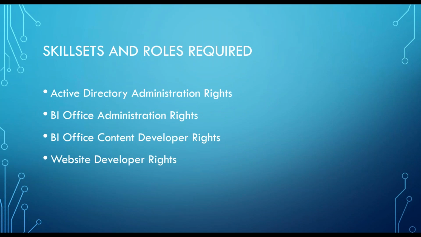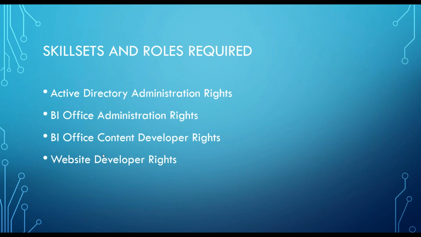So here's the slide that's going to probably freak everybody out. In order to fully implement what we're going to be talking about today, there are 4 types of rights that you need to have. First of all, you need Active Directory administration rights, BI Office administration rights, BI Office content developer rights, which means report building rights, and then lastly, website development rights.